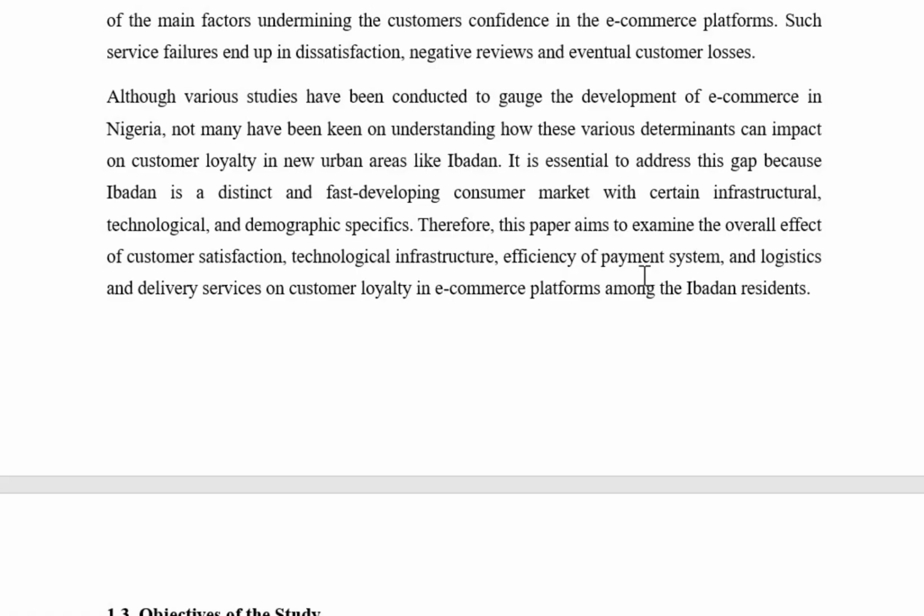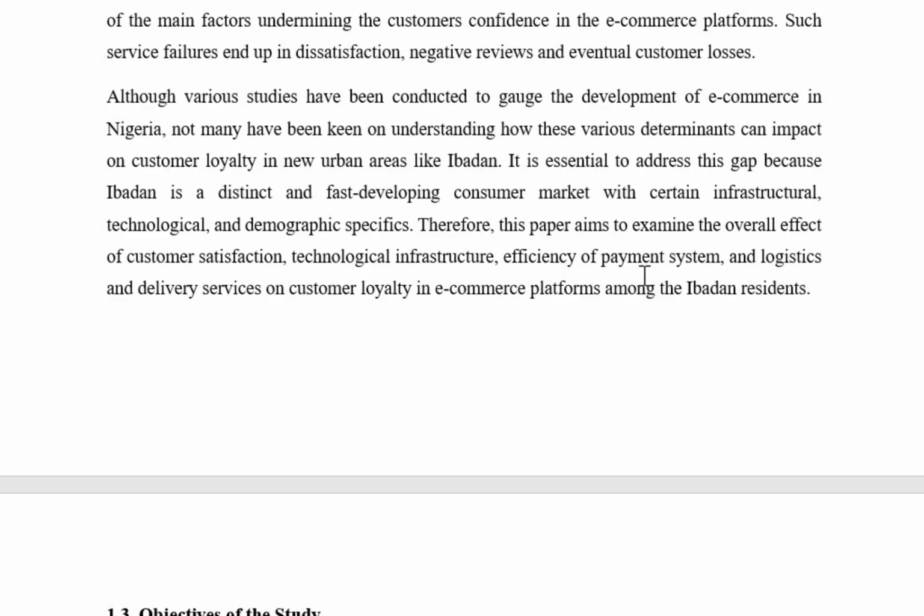Because there's no new topic in this world. If you are working on one particular topic, someone else has already worked on it. But what makes your own unique? For example, look at this topic now. We are looking at determinants of customer loyalty on e-commerce platforms. Now, this particular topic is unique from other papers because other papers look at one factor on e-commerce platforms. For example, me, I'm looking at more than one factor overall. I'm looking at about 4 factors on e-commerce platforms.